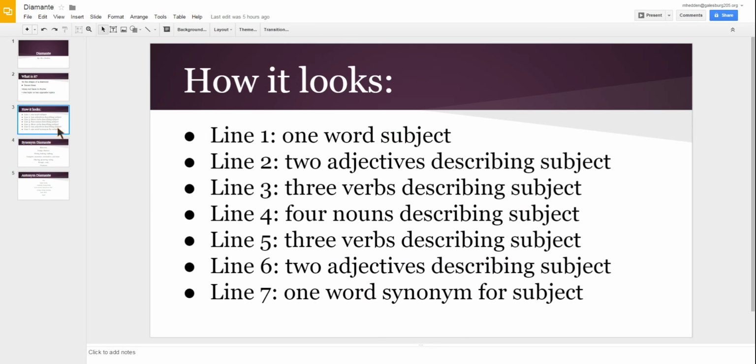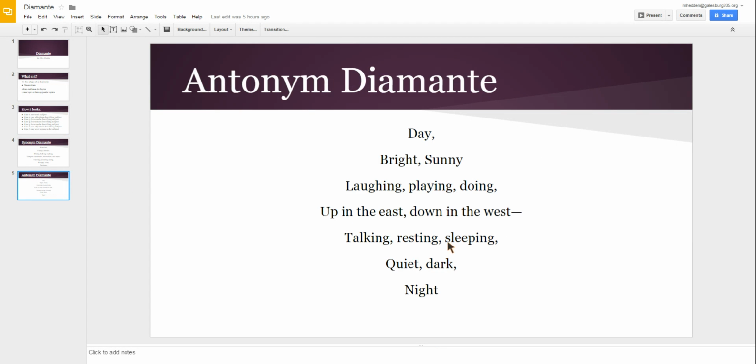Now, if you do an antonym diamante, things get changed starting at your line 4. So your antonym diamante, you have your top, your day, you have your subject, and then at the bottom, you're going to have an antonym, something opposite from day. So at the top, we start describing day, bright, sunny as our adjectives, and our verbs, laughing, playing, and doing, all describe day and things that are done in the day. Down here, you've got your 2 adjectives, quiet, dark, and your 3 verbs, talking, resting, sleeping, that all describe your night.